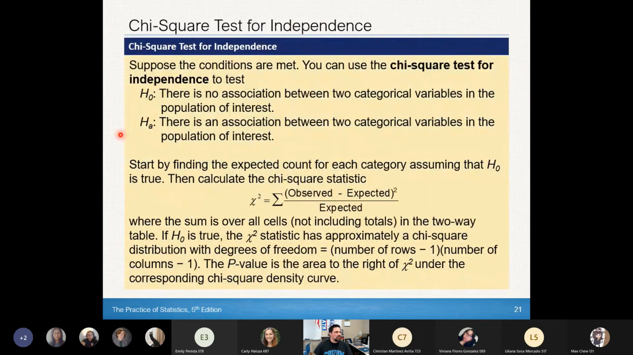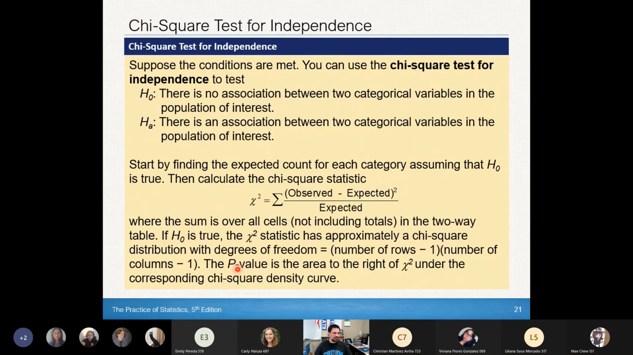We have our basic rundown on our chi-square test for independence. Right. Suppose our conditions are met, you can use the chi-square test for independence to test the null hypothesis that there is no association between 2 categorical variables in the population of interest, versus the alternative, there is an association between 2 categorical variables in the population of interest. We'll start by finding the expected count for each category, the same way as we did for the previous two-way table. Calculate the chi-square statistic, the same way we did for the previous example, right, where the sum is over all cells, not including totals in the two-way table.